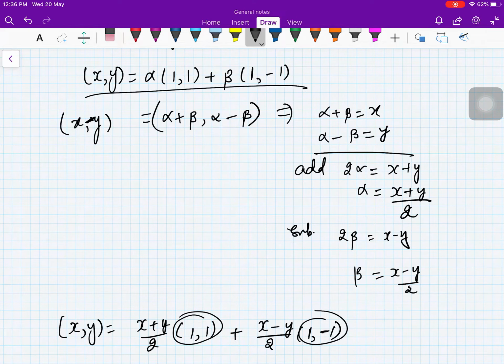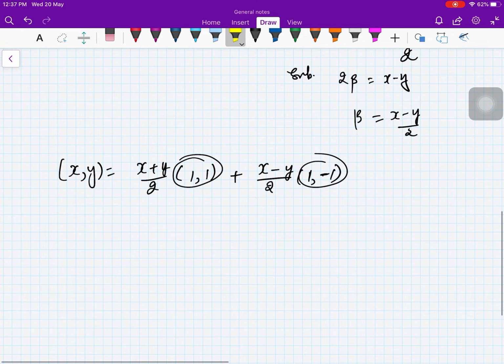Here you can simply guess also, but this is the basic technique: you write alpha times the first element, beta times the second element, then find alpha and beta. So it's your choice which way you want to go. If the elements are simple, for example in this case, it is easy to guess that you will get (x plus y)/2 here and (x minus y)/2 here.